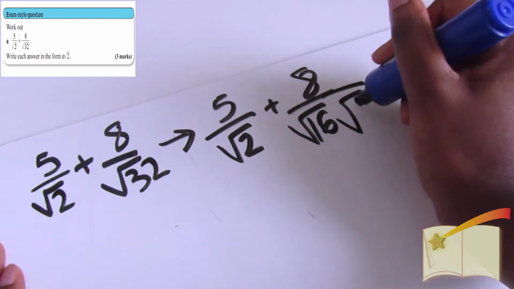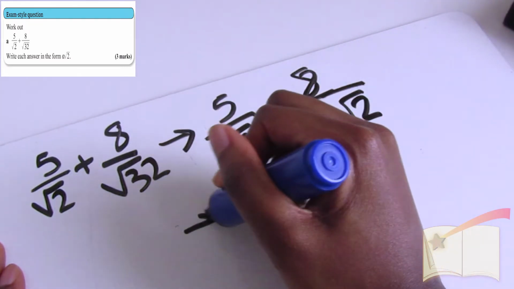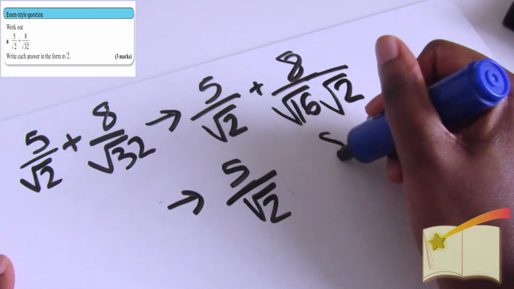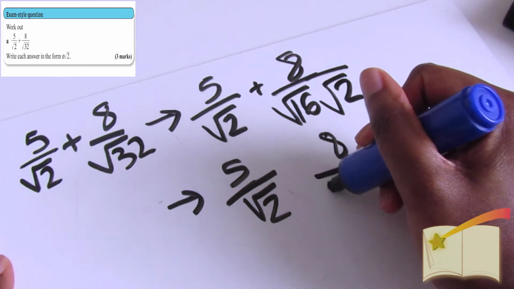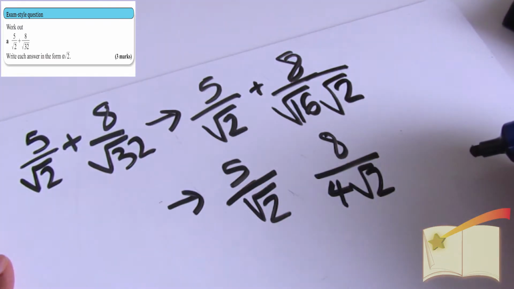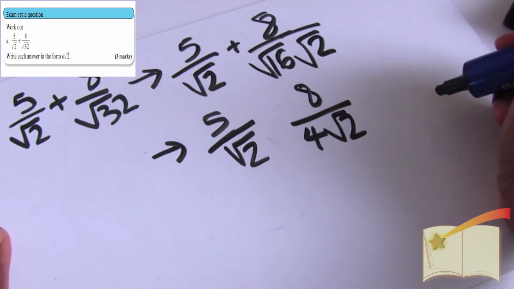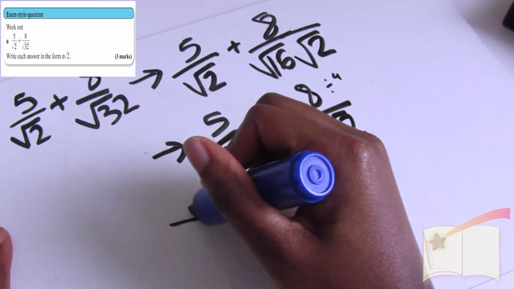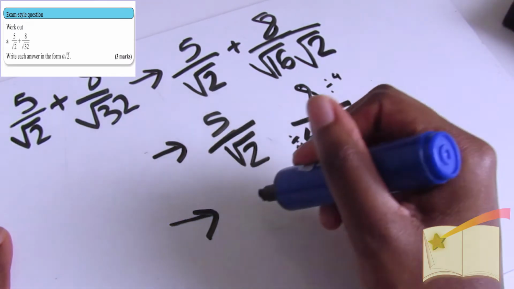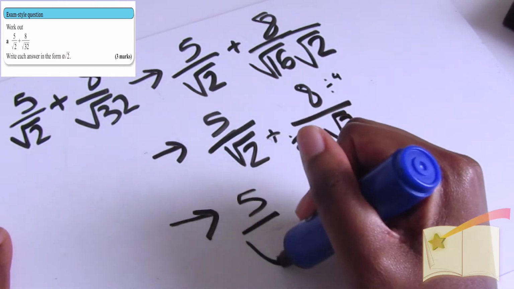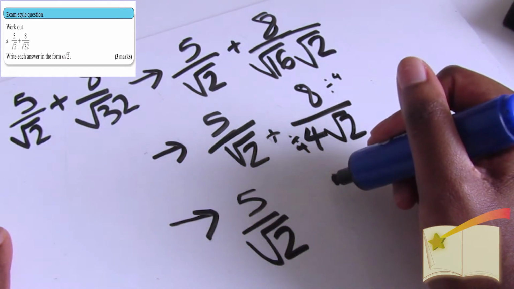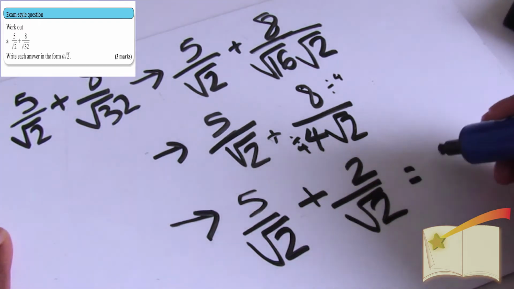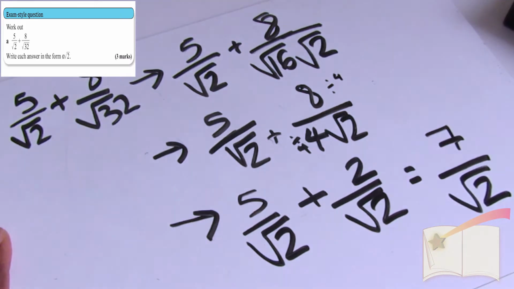If we simplify the fraction, this can then be changed to 8 over the square root of 16 multiplied by the square root of 2, which then gets simplified further into 8 over 4 square root 2. You can now divide the numerator and the denominator by 4 so that the denominator is just the square root of 2. This will then leave you with our second fraction as 2 over square root 2. You can then add these two fractions together like you would with any fraction. Since the denominators are the same, you just add the numerators. That then leaves you with 7 over the square root of 2.